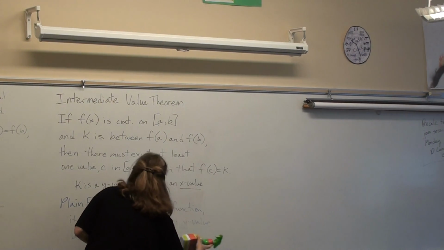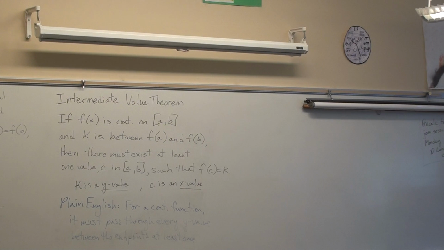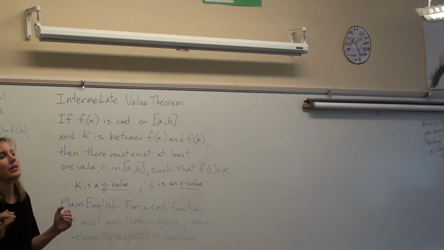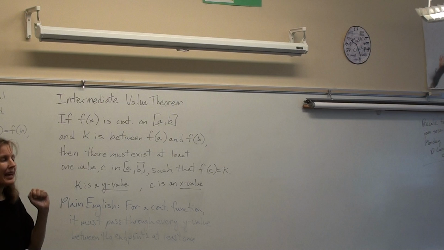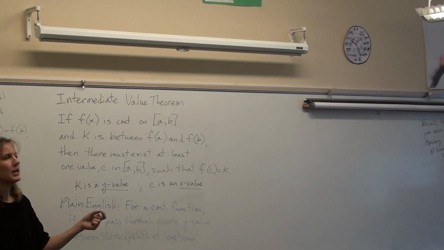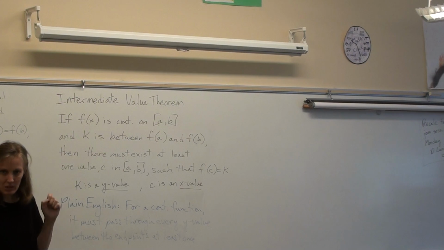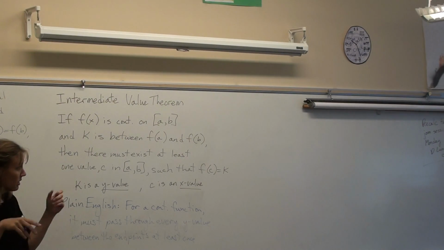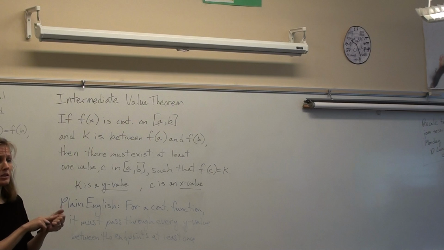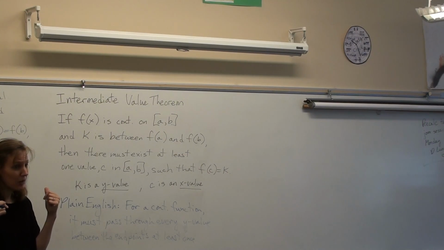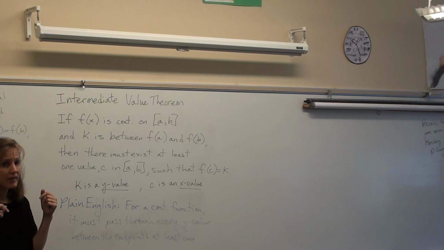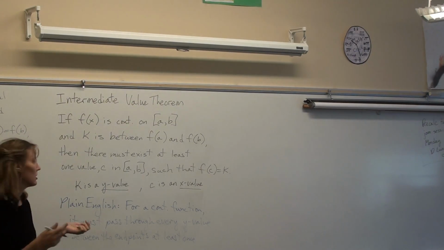So if a function is continuous on a closed interval, then it has to hit every y value in between the endpoints at least once. To get from a to b, you got to hit every y value in between at least once in that interval. You can hit them more than once, but you got to hit them at least once. There's no way around it. Can you think of a way around it? A circle. That's not a function. No, my bad. Okay. Yeah, there's no way around it.